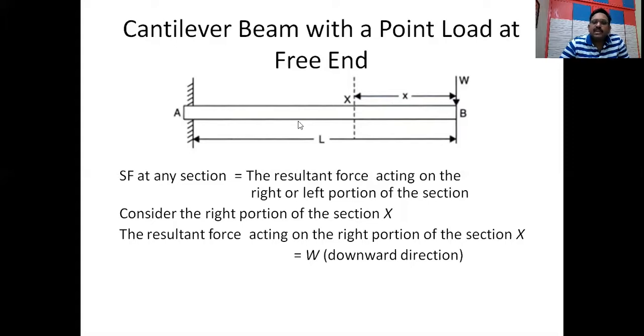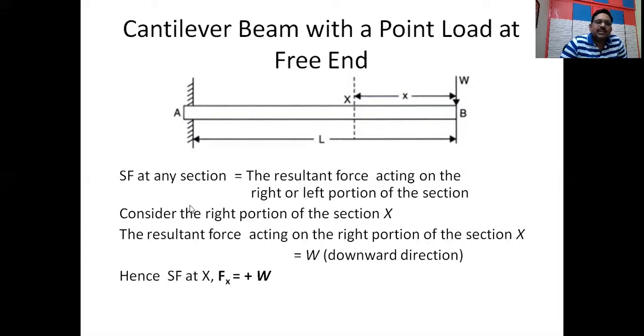Now, as per the definition, the shear force at this section is the resultant force on the right portion of the section. How many forces are there on the right side? We have only one force, that is W. When there is only a single force, that itself is the resultant force. So the resultant force here is capital W, in the downward direction, because it is acting downward. So the resultant force on the right side of the section is W downwards.